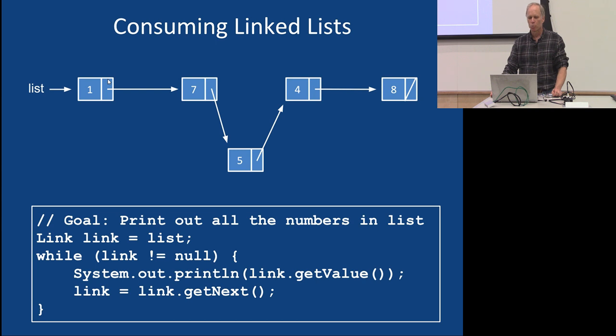After one time through the loop, what will link be referring to? It'll be referring to this one. And the next time through, it'll be referring to that one. And then that one, and then that one, and then what will happen? What will the value of link be? We're going to say link equals link.getNext. If link is referring to this box, the new value of link will be null, which will end the loop.